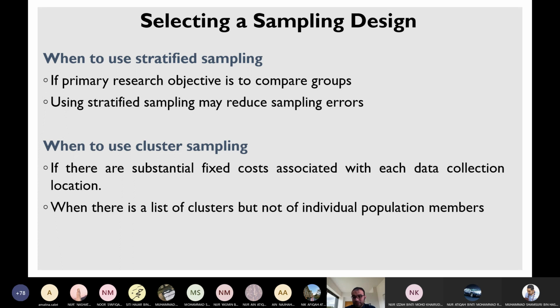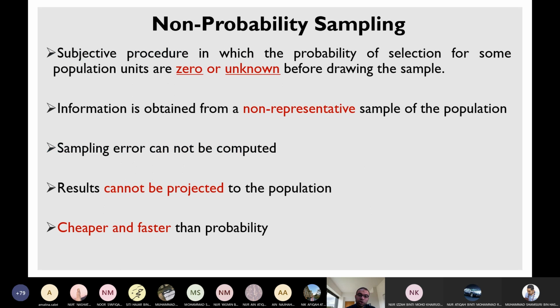So when to use cluster sampling, the one based on area or location? Sometimes you have a fixed cost for each data collection location. This may be an ideal example in the case of the national survey, where you have a list of clusters but not individual population members. You have certain clusters, certain places you want to sample, but you don't really have the individual members. So you take probability or random sampling from this.